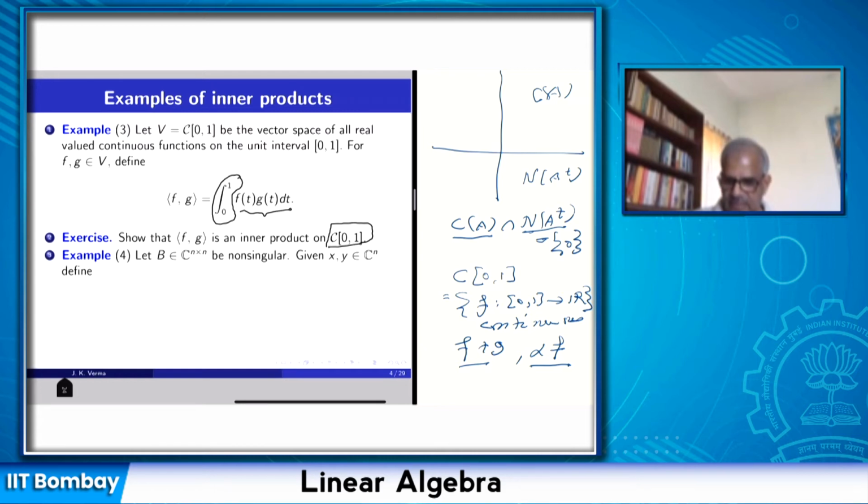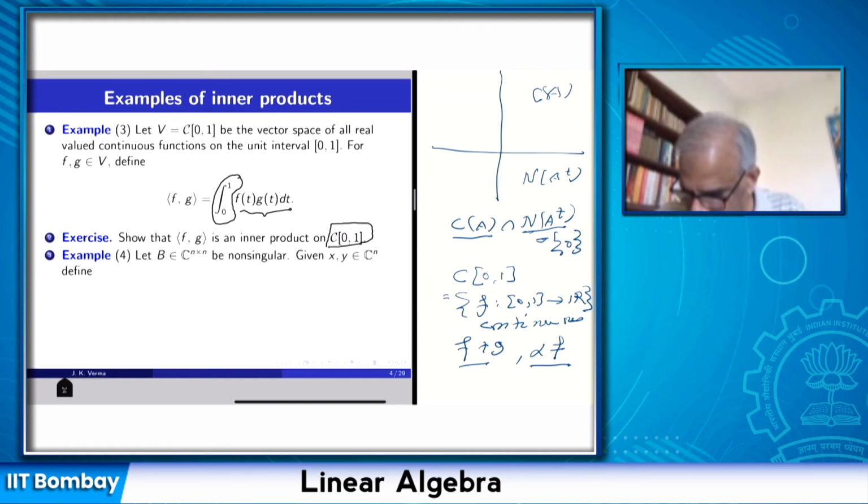All right. Now let me show you that there is really nothing special about the standard inner product. In fact, there is an infinite variety of inner products. On a vector space, if I can find one inner product, I can find infinitely many inner products on the vector space. How do we do that? This is a method.